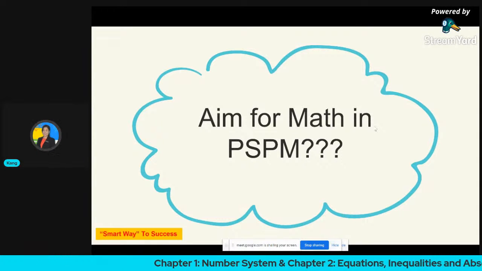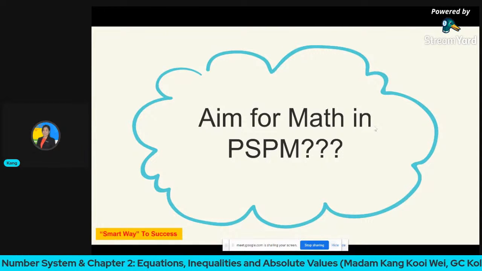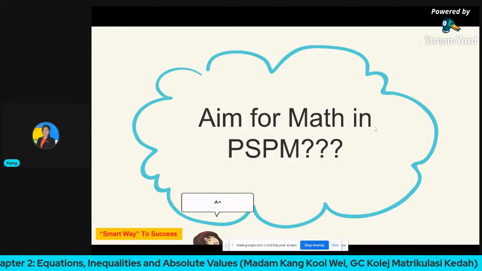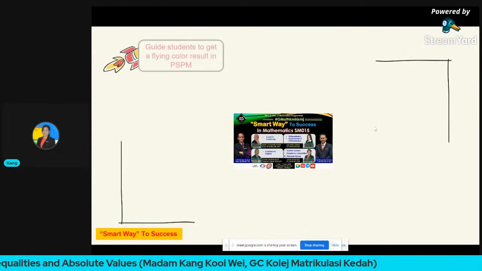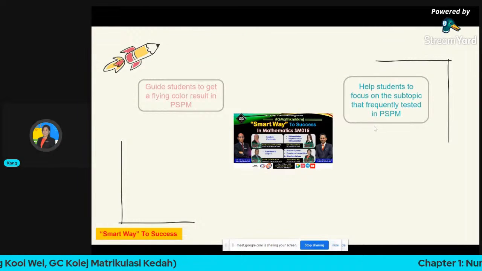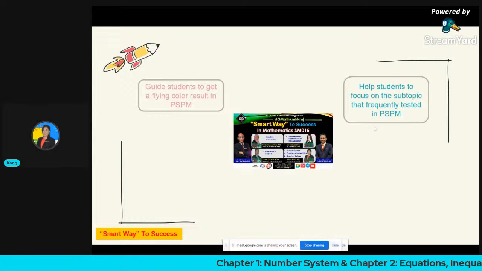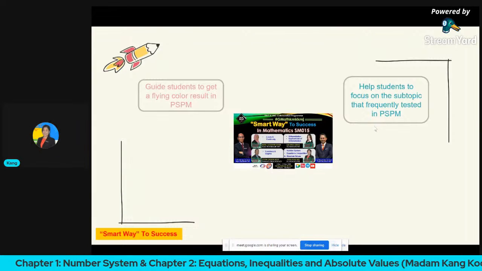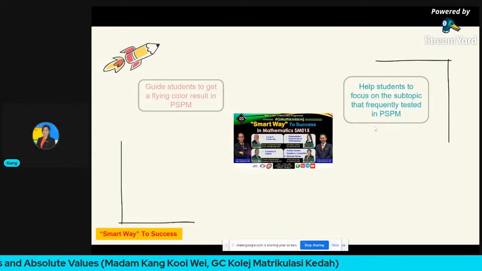Our program, Smart Way to Success, will be the best guidance for you to do the revision in mathematics. We will guide the student to get flying colors results in PSPM. Then we are going to focus on the topics that will be tested in the exam for the PSPM. Then we also do the analysis for the subtopics that are frequently tested in the PSPM.